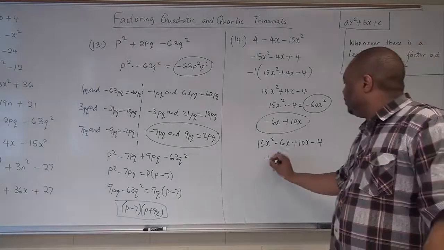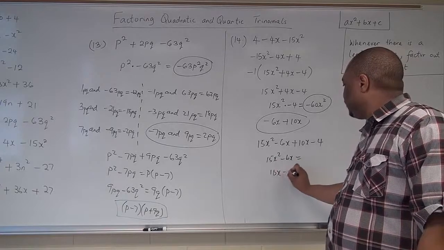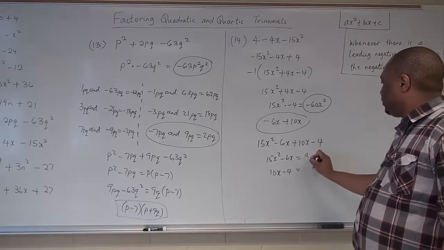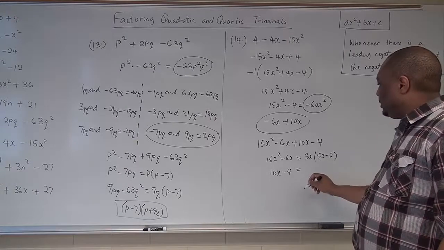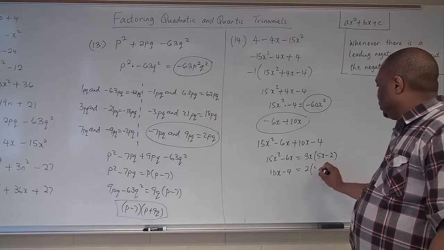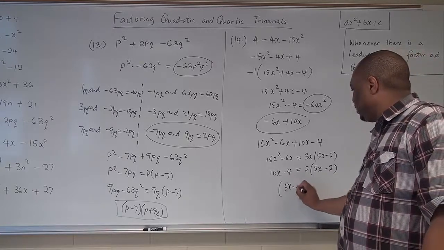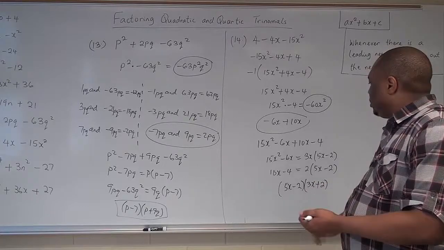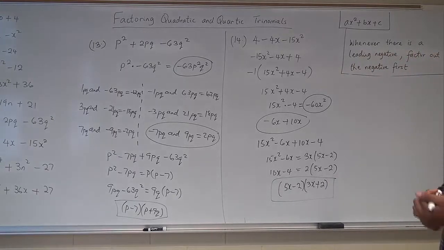Okay, so we factor 15x squared minus 6x, 10x minus 4. What is common here? 3x is common. And what is remaining? 5x minus 2. What is common here? 2. Then what is remaining? 5x minus 2. So we have 5x minus 2 times 3x plus 2. And this becomes our answer for question 14.